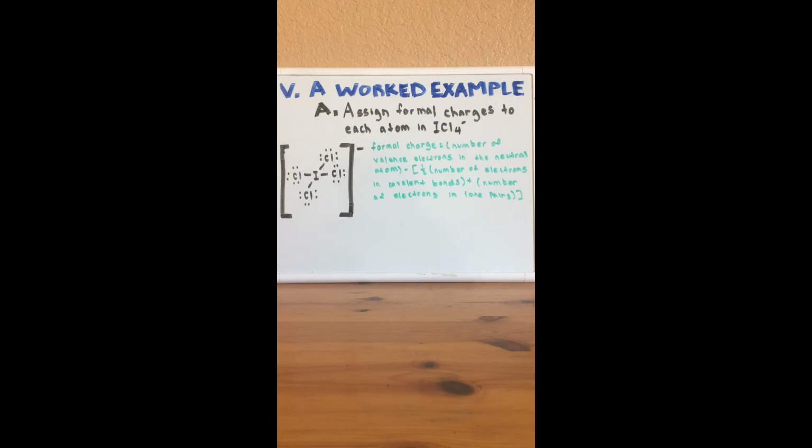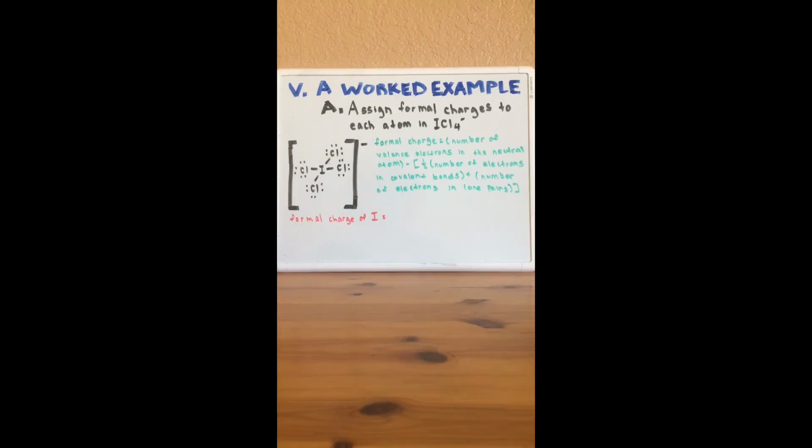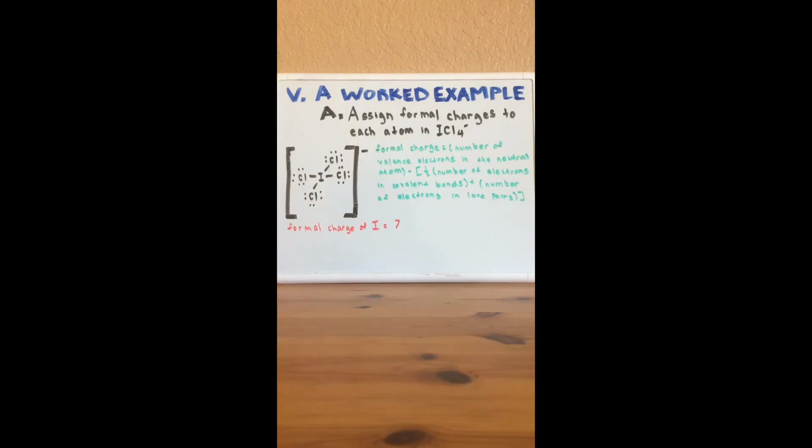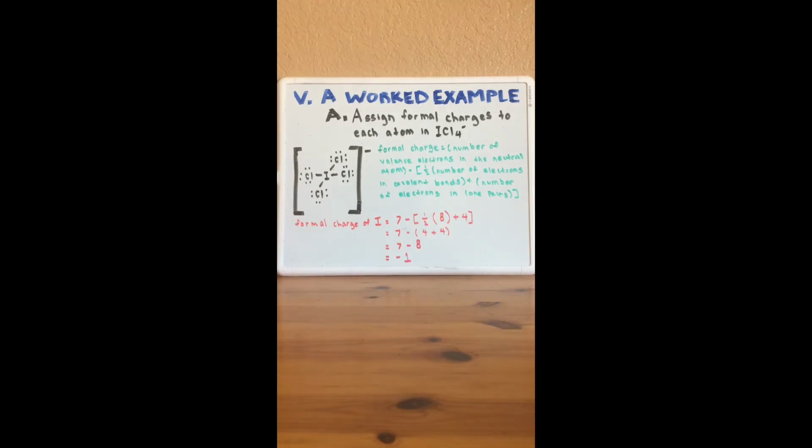A worked example of assigning formal charges to each atom in ICl4-. Gather all necessary information to use the equation. Iodine is in group 17, so a neutral iodine atom has 7 valence electrons. Iodine has 8 electrons from 4 covalent bonds with chlorine atoms and 4 electrons in lone pairs. Its formal charge in the ion is -1.